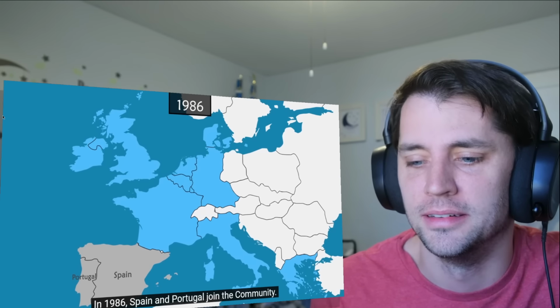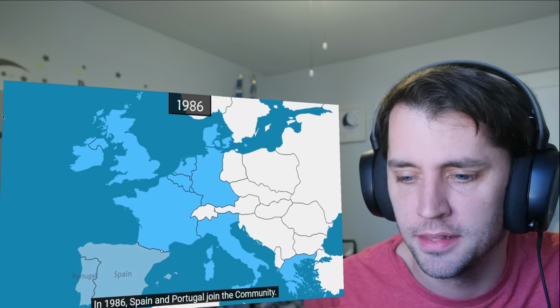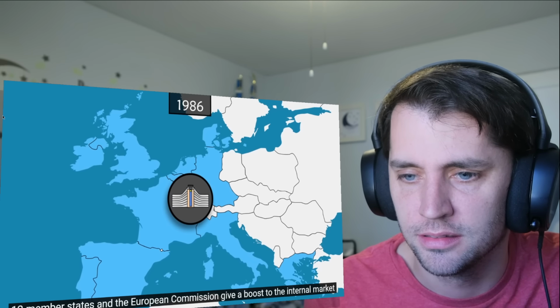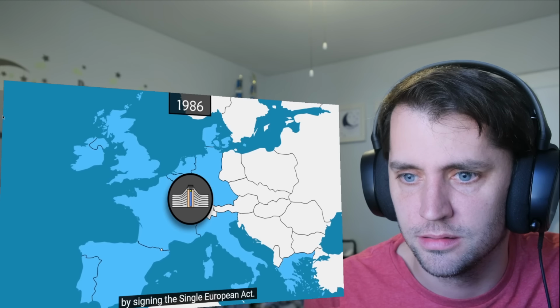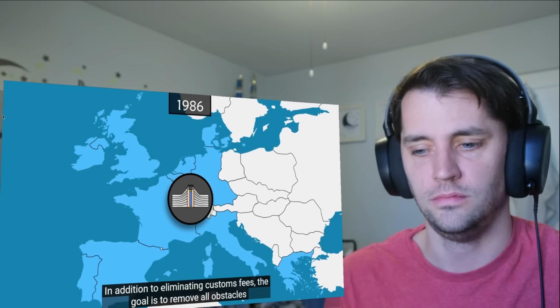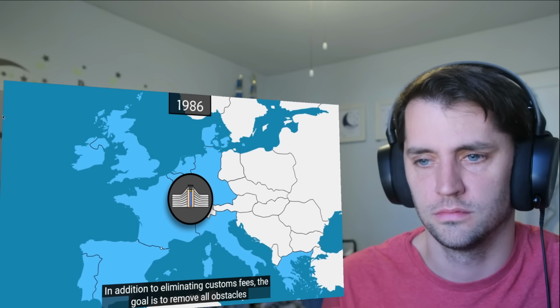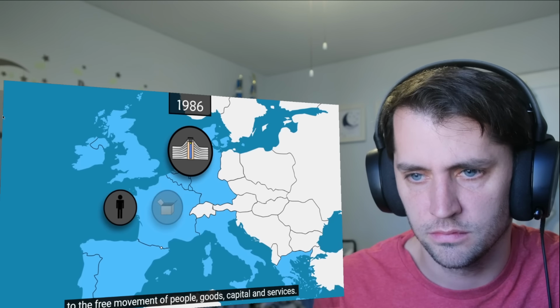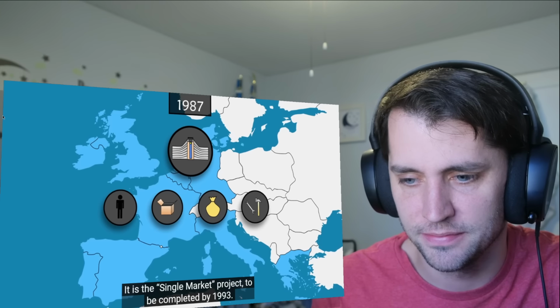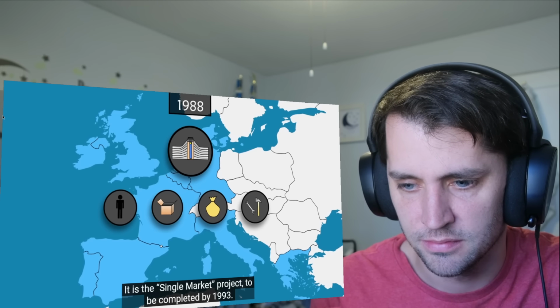In 1986, Spain and Portugal joined the community. 12 member states and the European Commission give a boost to the internal market by signing the Single European Act. In addition to eliminating custom fees, the goal is to remove all obstacles to the free movement of people, goods, capital, and services. The Single Market project is to be completed by 1993.